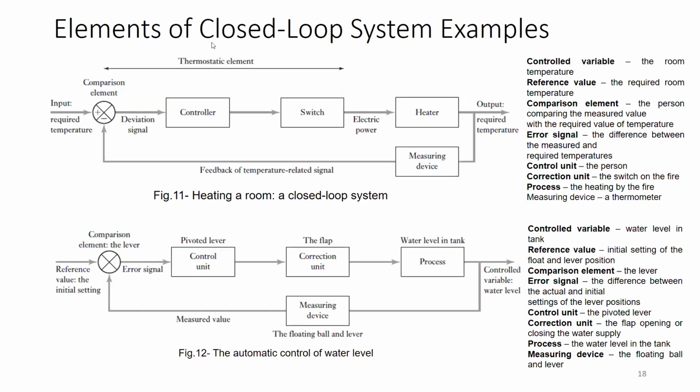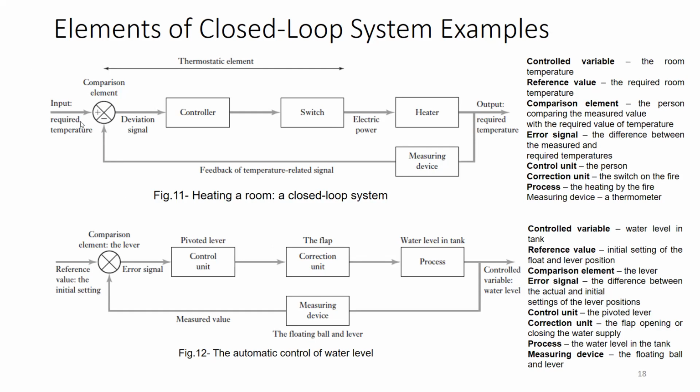Now, if we see these examples, we will decide what is actually occurring as these 5 units in each case. Firstly, heating of a room, which is a closed loop system. This room heating may be through a switch, through electricity, or manually by human beings also, if they are getting some signal, or if we implement it through a controlled electronic system, then this system will work accordingly.